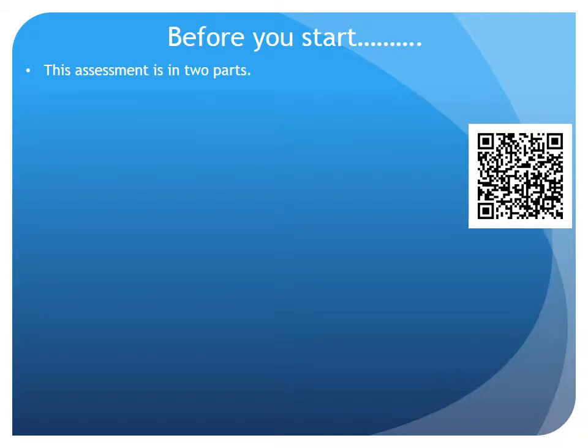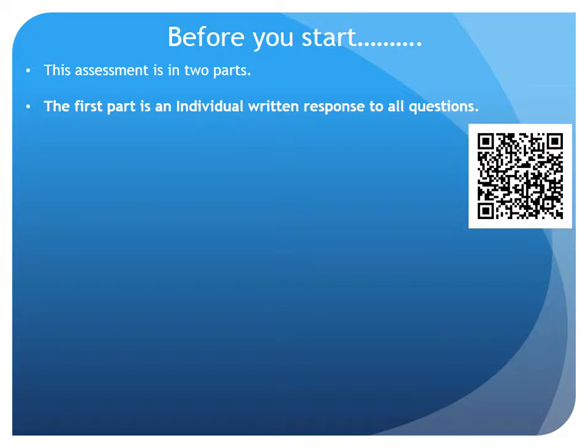Before you start, it's worth noticing that this assignment is in two parts. The first part is an individual written response to all of the questions. If you present your work in Word, this will enable electronic marking. You can download a free QR code reader and then scan this code to access a free workbook which I've set up ready for your answers. This will save you lots of time and ensure that you've got the correct paperwork in place.